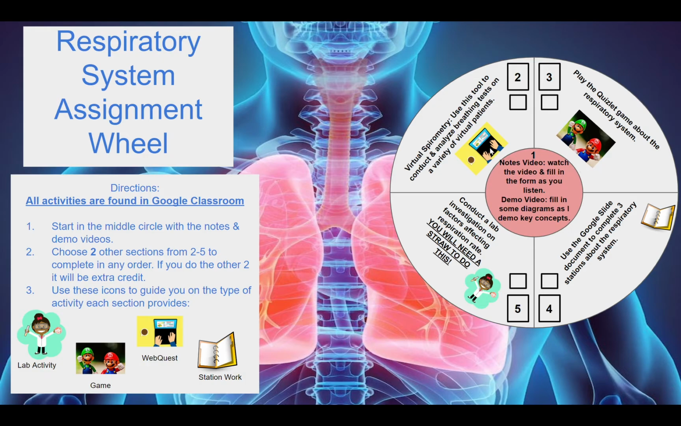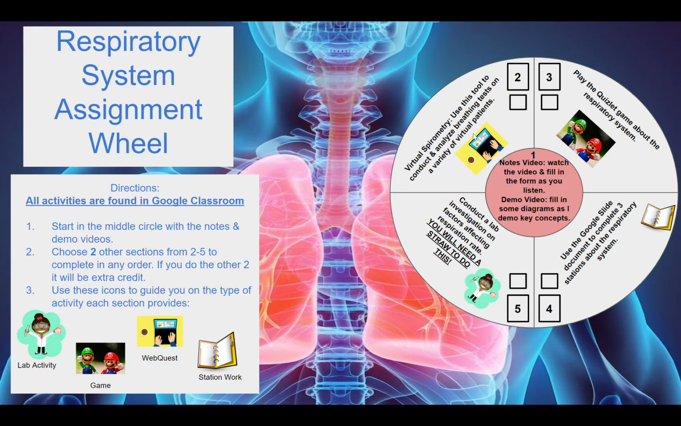But I've put icons on each section to kind of give you an idea of what those activities involve. The girl in the lab coat, that's a lab activity. So this is explaining it's an activity you can actually do at home with a partner, but please don't leave your house and get a partner. Find someone that's there. Please social distance yourself.